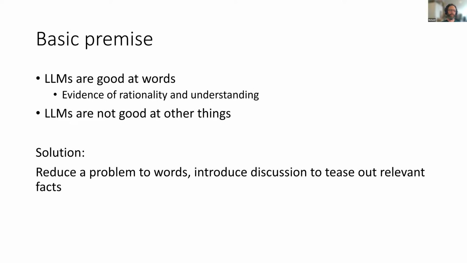So the basic premise is large language models are good at words. There's evidence of rationality and understanding with regards to words. Large language models are not good at other things necessarily. There's some caveats around that, but I'm not going to get into it. So the idea is to reduce problem to words and introduce discussion to tease out relevant facts. This is the basic sort of approach that I've taken for this.